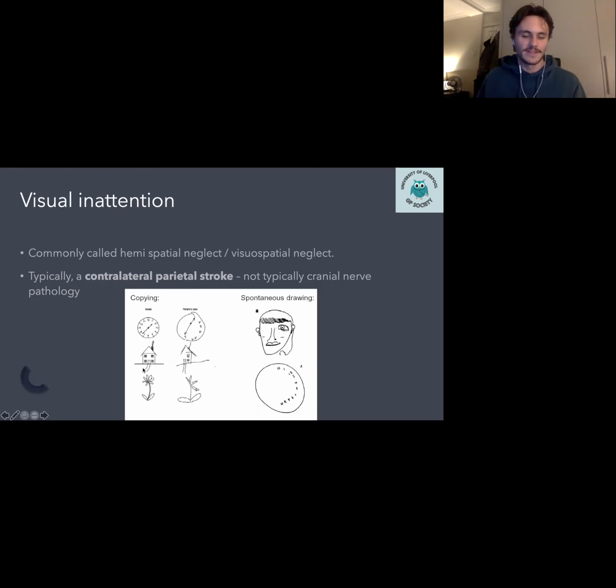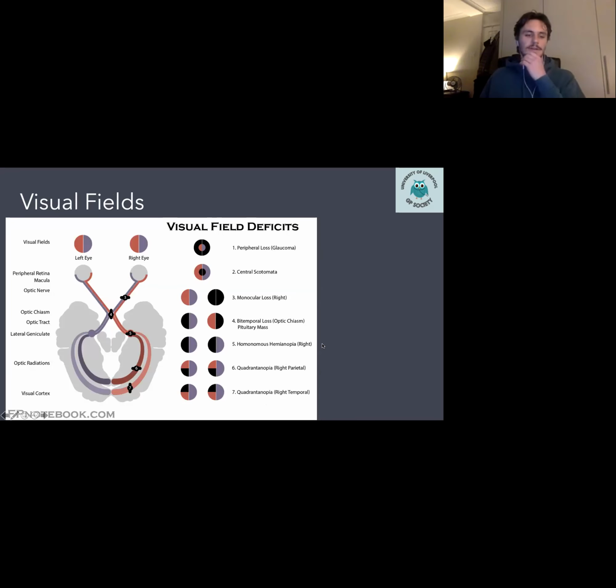So this is a right parietal stroke, and when asked to draw from their imagination, they might get the outline of the face. They come to do the right eye, and then they cannot perceive that they do not have a left eye present, and you can imagine the same here. So it's not very nice.